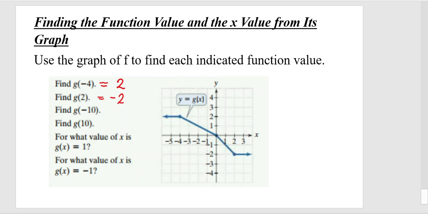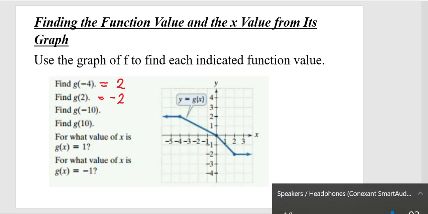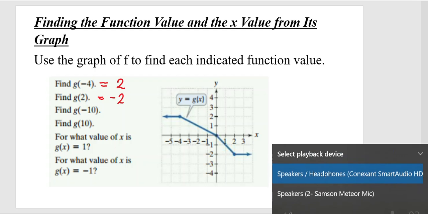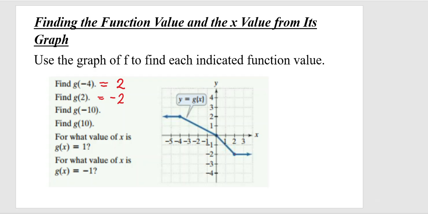What about g of negative 10? That means x is negative 10. This is negative 5. It doesn't show us, but at negative 5, it's right here, and it just says it's going to continue. So therefore, if it's negative 10, we know it's just going to be right here, right? Because this is continuous. Therefore, g of negative 10 is also positive 2.